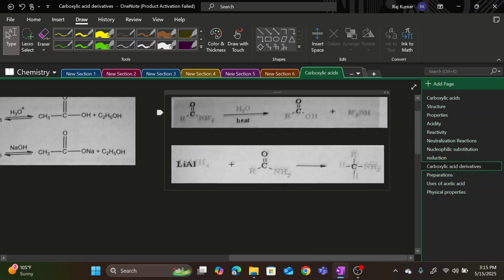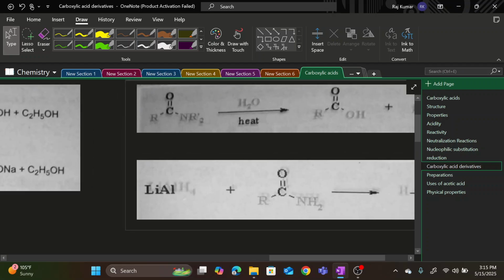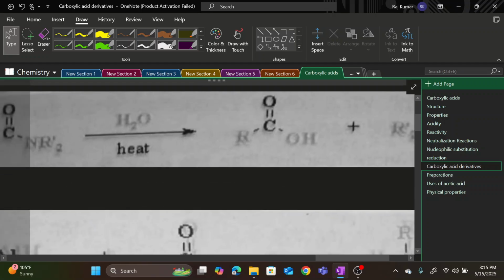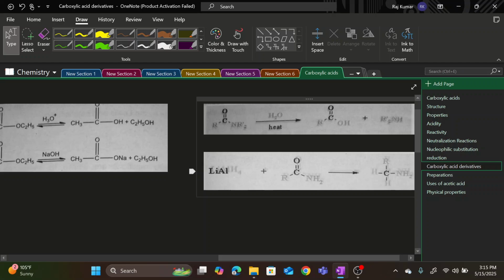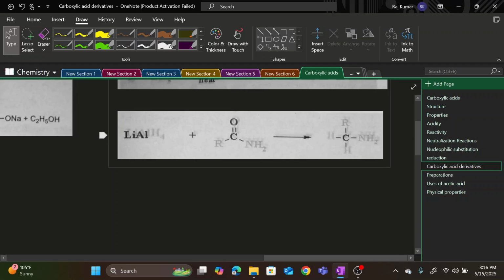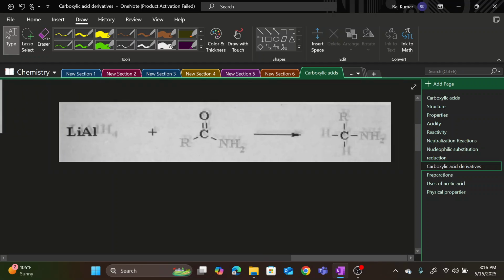Right after this, there are final reactions of amide. When amide is hydrolyzed, it produces ammonium hydroxide and carboxylic acid. When I perform reduction of amide, it produces primary alcohol and ammonia.